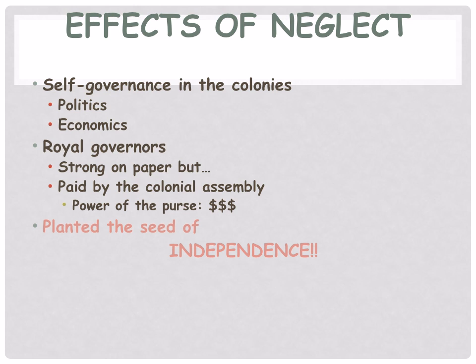So the royal governors, the people that were appointed by the king to go lead the colonies, they were strong in theory or on paper, but they were paid for by the colonial assembly. The colonial assembly was created by the colonies. So they paid those governors, and they were influenced by these colonial rules, and this all planted the seeds of independence for the future.